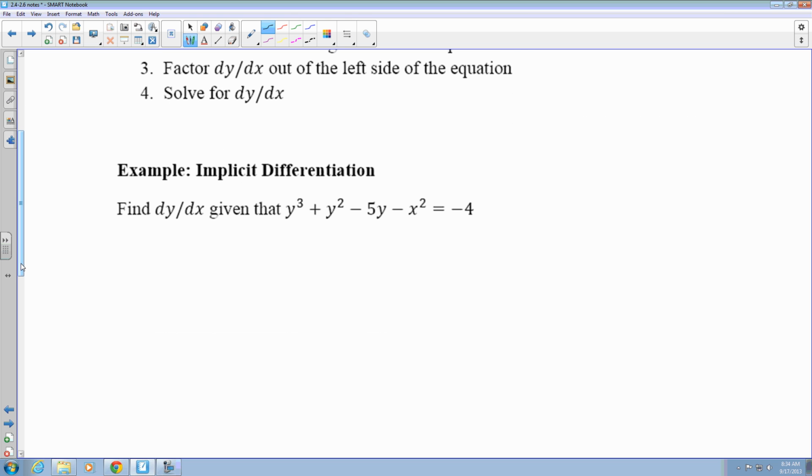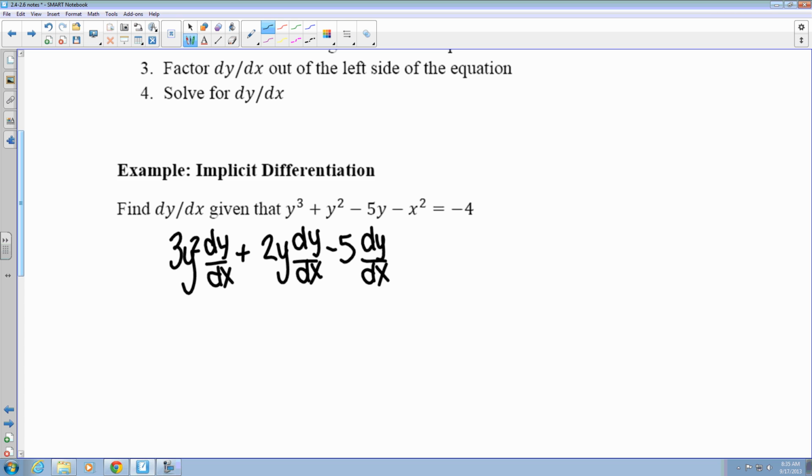All right, find dy dx given that y cubed plus y squared minus 5y minus x squared equals negative 4. So take the derivative just like normal, and we are going to solve for dy dx this time. So 3y squared dy dx plus 2y dy dx minus 5 dy dx minus 2x equals 0.